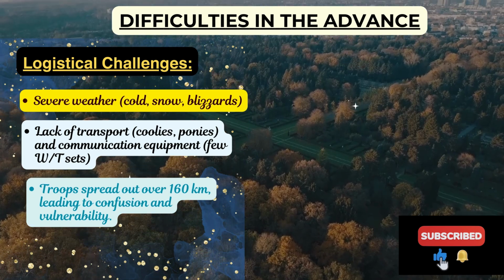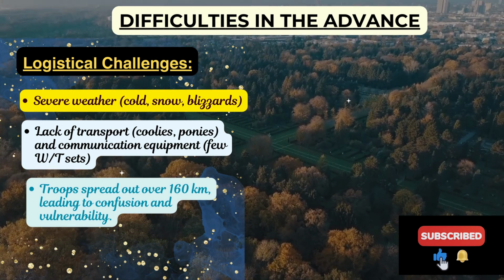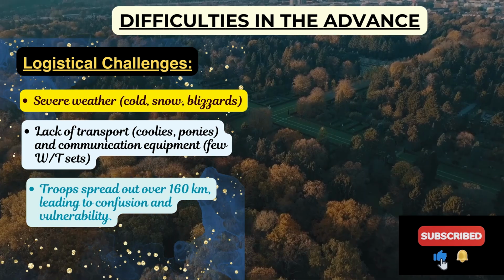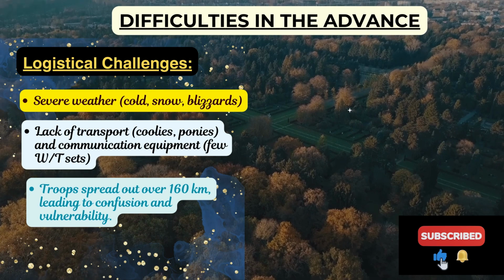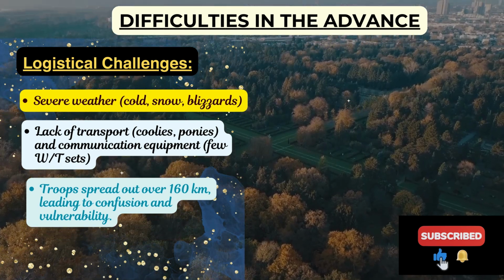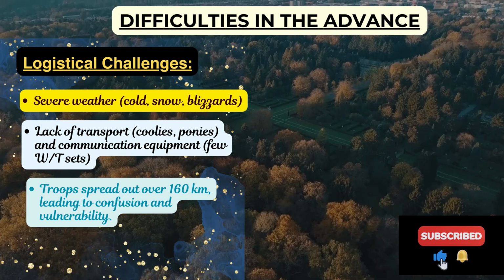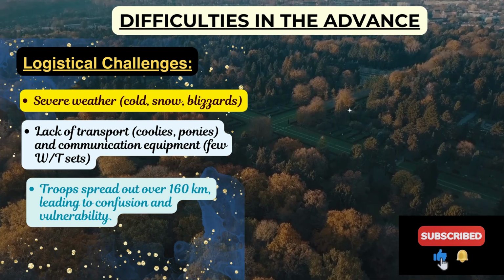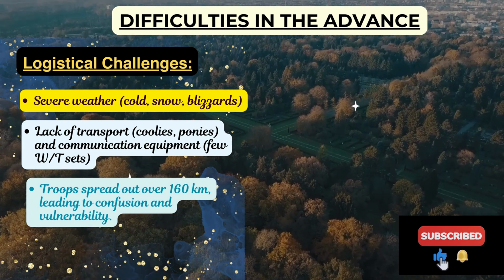2. Troop vulnerability. The reinforcements were spread out over 160 kilometers, creating gaps in coordination. This led to confusion among units and made them vulnerable to raider ambushes. These logistical and communication difficulties made an already dangerous mission even more precarious. The inability to manage supply lines, transport, and effective communication crippled the advance.